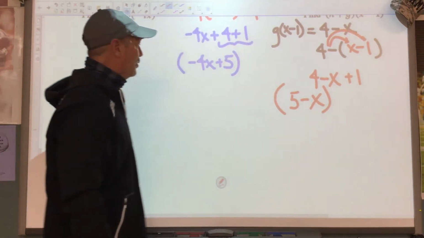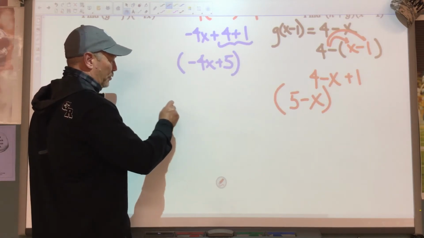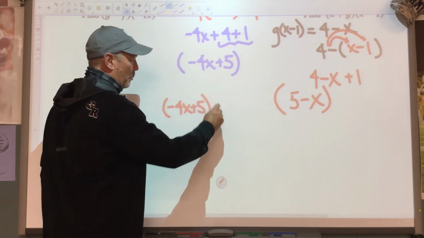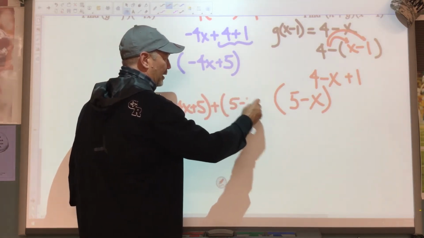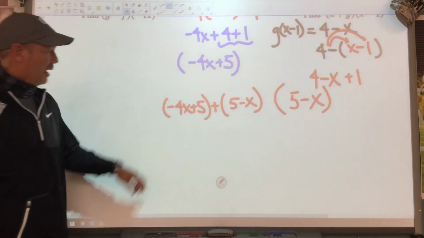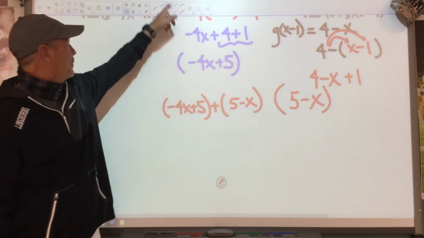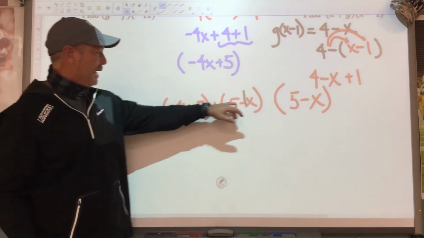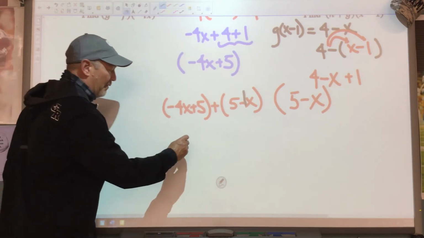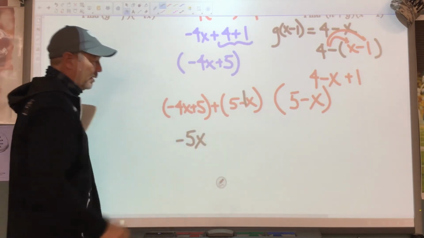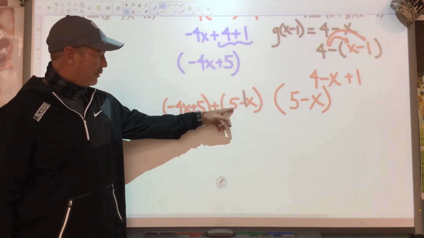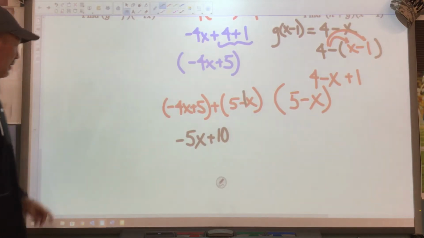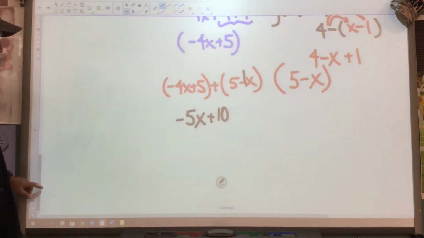This is my g answer. So we're supposed to add these together. We're supposed to go negative 4x plus 5 plus 5 minus x. We combine our like terms. I have a negative 4x. There's an invisible little 1 right there. So negative 4 and negative 1 is going to be a negative 5x. 5 plus 5 is 10. There's your answer for number 7. Let's go to number 9.